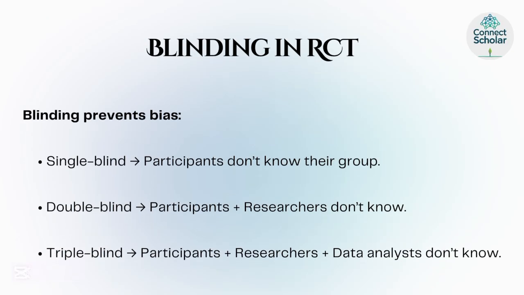Blinding in RCT. Now, the process of blinding is used in RCT. There are 3 types of blindings: single blind, double blind, and triple blind. In the single blind, the participants don't know their groups. In double blind, the participants and the researchers both don't know which group is intervention group and which group is the control group. And in triple blind, the participants, researchers, and the data analysts, all 3 of them are unaware about the groups. This is done to avoid any biased results.